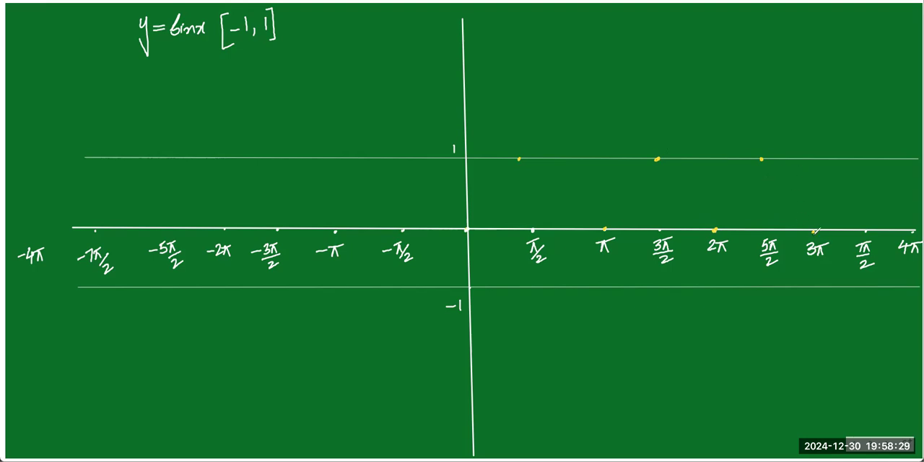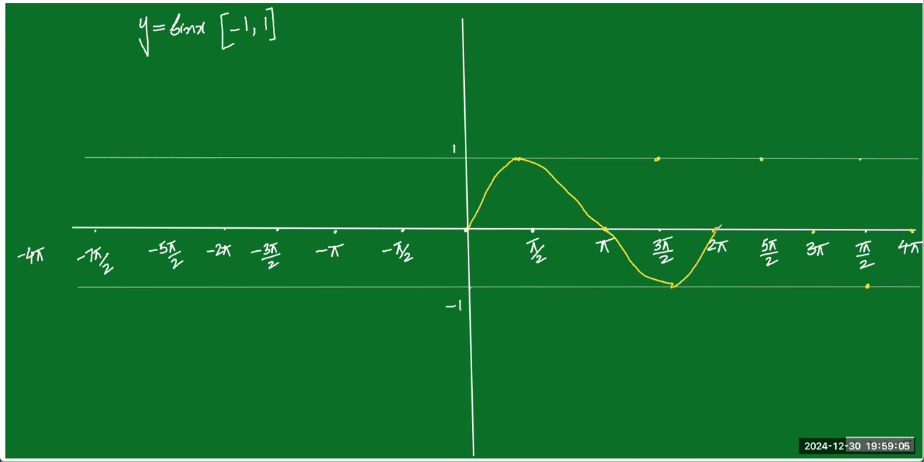Then sin 3 pi will be 0, and sin 7 pi by 2 will be minus 1. And then sin 4 pi will be 0. So starting from here, the graph will move like this. First 0, then 1 at pi by 2, then it moves to pi. After pi, the value at 3 pi by 2 will be negative, so here negative. Then it moves to 2 pi, that is 0.